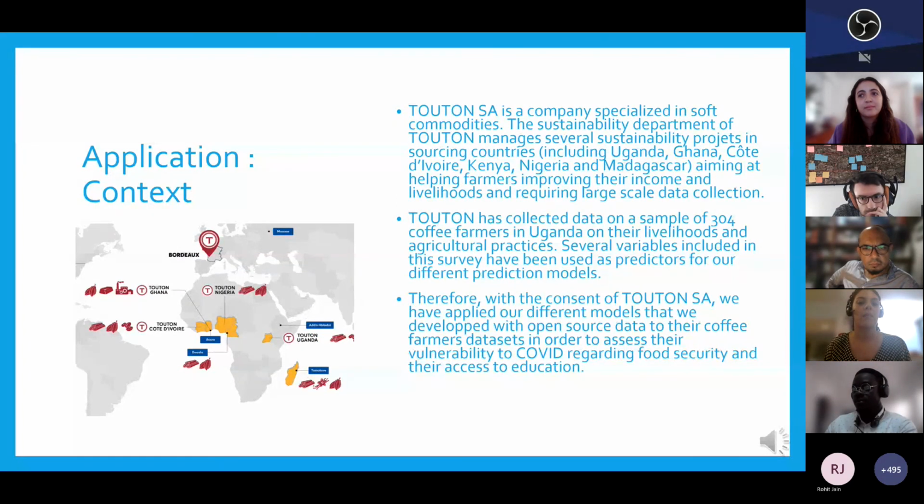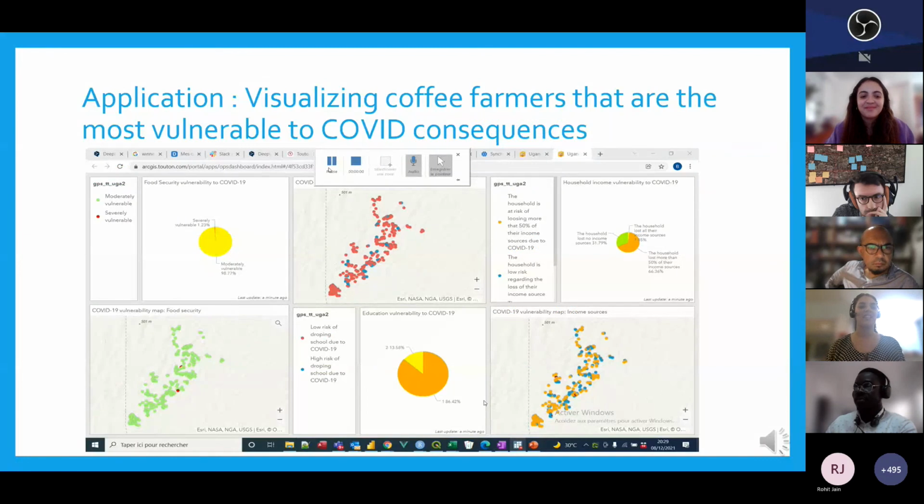So we used the socioeconomic data, applied our model to it, and built geospatial dashboards, as you can see here, in order to see where the most vulnerable households were located on the three SDGs that we had identified: food security, education access, and household income vulnerability. This dashboard is aimed at being used operationally, knowing where the most vulnerable households are in order to help intervention targeting.